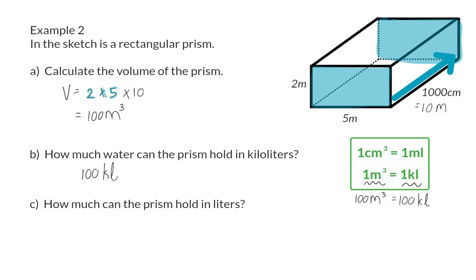Question C. How much can the prism hold in liters? For this you need to know that each kiloliter can hold 1,000 liters, and therefore we need to multiply by 1,000 to get 100,000 liters.